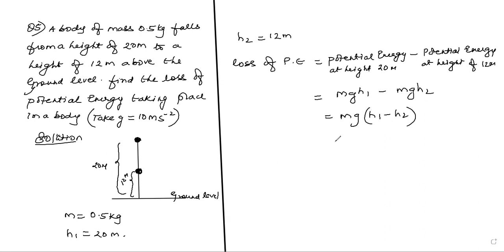Now put all the values, children. 0.5 kg into g, which is 10 meter per second square, into bracket H1 minus H2, 20 minus 12. So how much do you get? 0.5 into 10 is 5, into 8. So it is 40 joules. A very simple question, children. Go to question number 6.